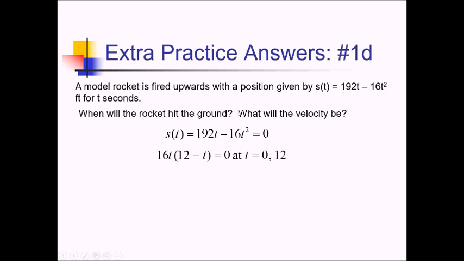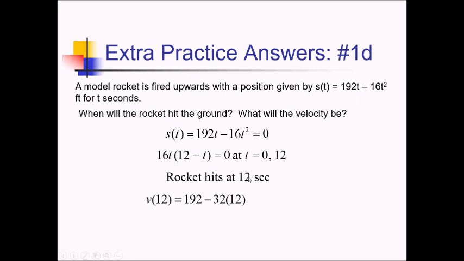Now we want to know when the rocket's going to hit the ground. Probably time 0 is not a very good answer because the rocket hasn't been fired, so the idea of hitting the ground before you've been fired off seems kind of silly. So we're going to use 12. We're going to count 12 here. So 12 seconds is when we hit. And then what will the velocity be at that time? So we have to plug 12 into our velocity function.